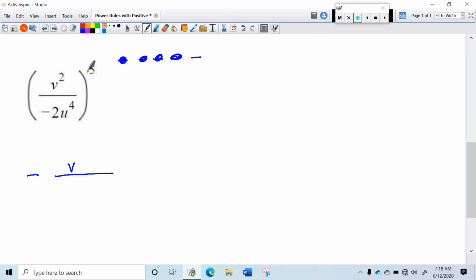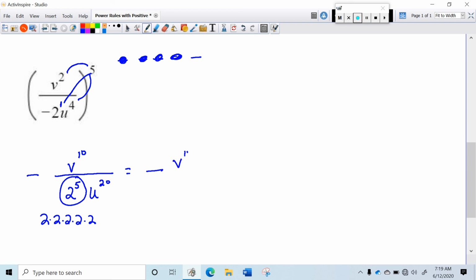So for my v, 5 times 2 is 10. The 2 has an exponent of 1. So 5 times 1 is 5. And the u, 5 times 4 is 20. So the numerical portion, 2 to the 5th power, 1, 2, 3, 4, 5. Final answer is going to be v to the 10th over 2 to the 5th power is 32 u to the 20th.